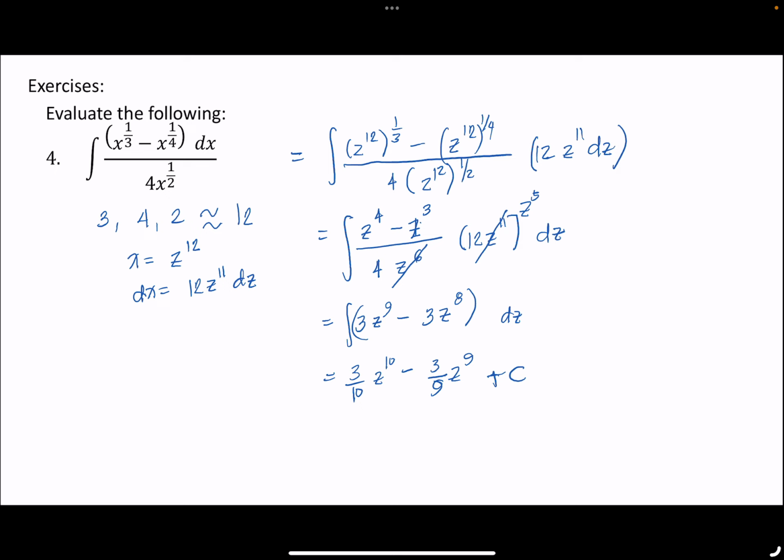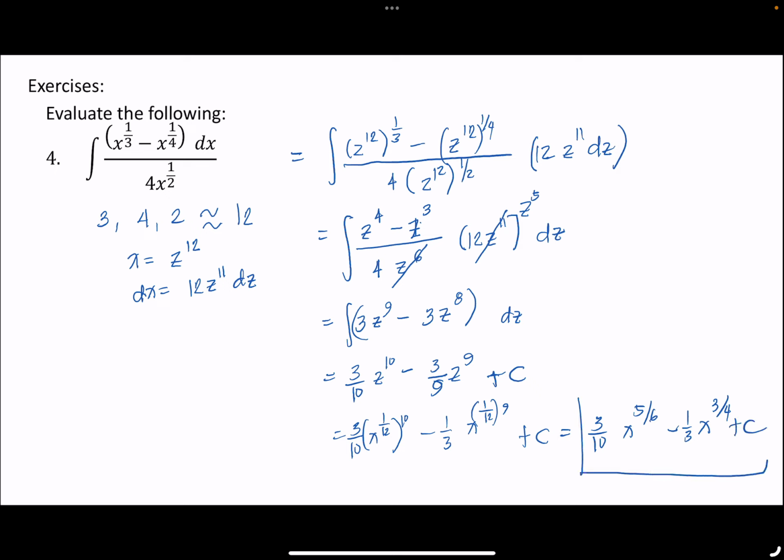Substituting it back, z is equal to x raised to 1 over 12. So 3 over 10, x raised to 1 over 12 raised to 10 minus 1/3 x raised to 1 over 12 raised to 9 plus c. So we have 3 over 10 x raised to 5 over 6 minus 1/3 x raised to 3/4 plus c. And that would be our final answer.